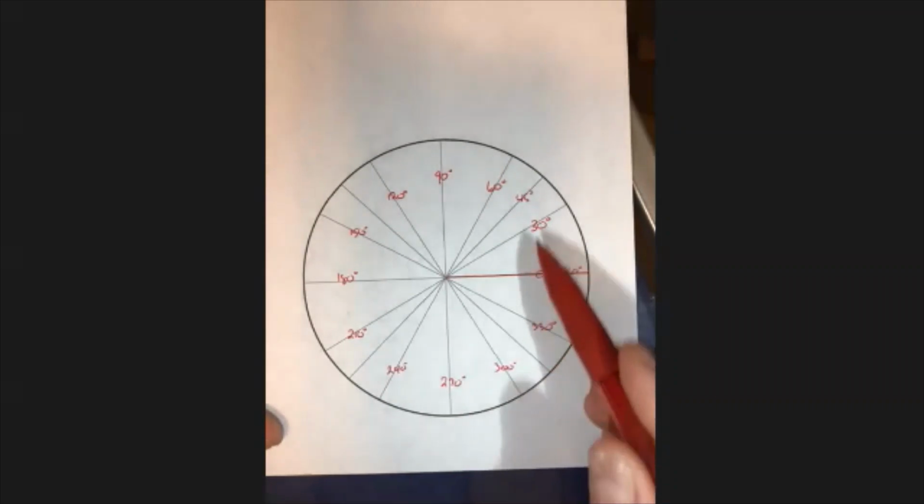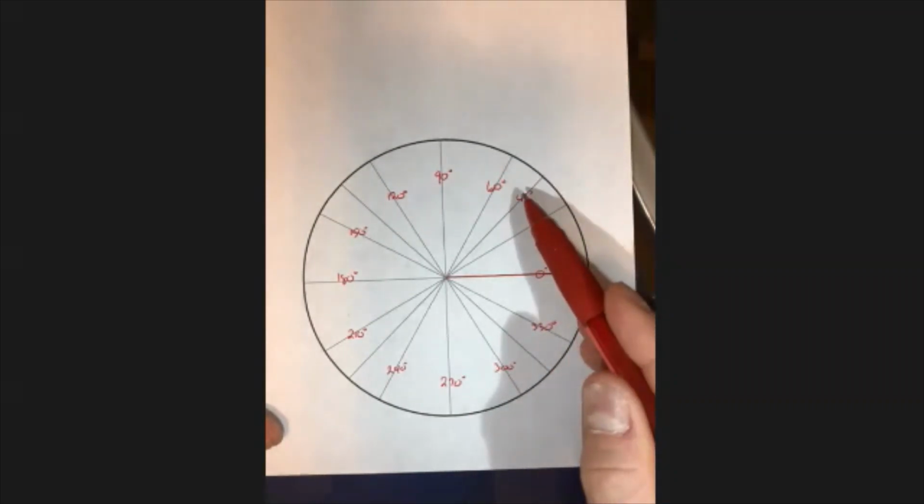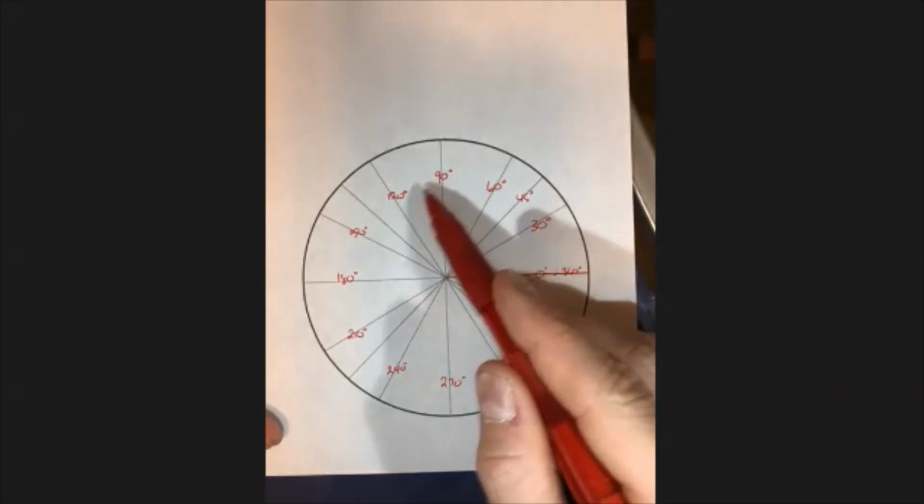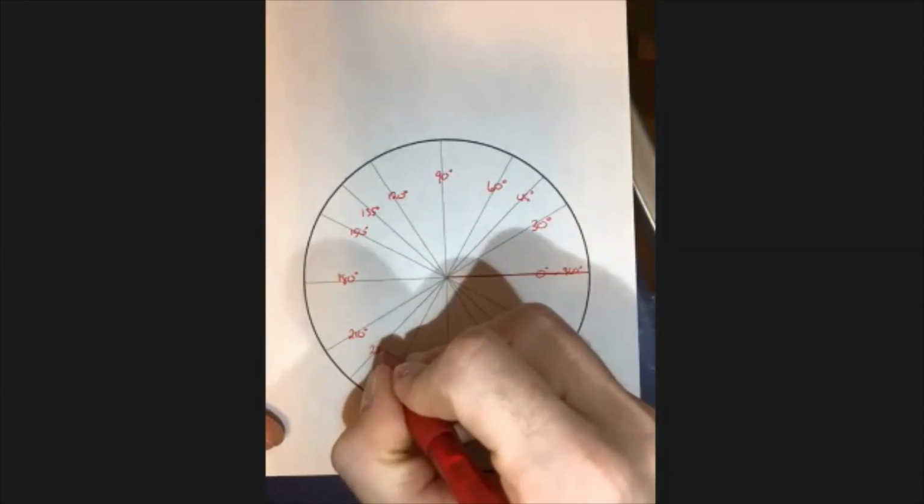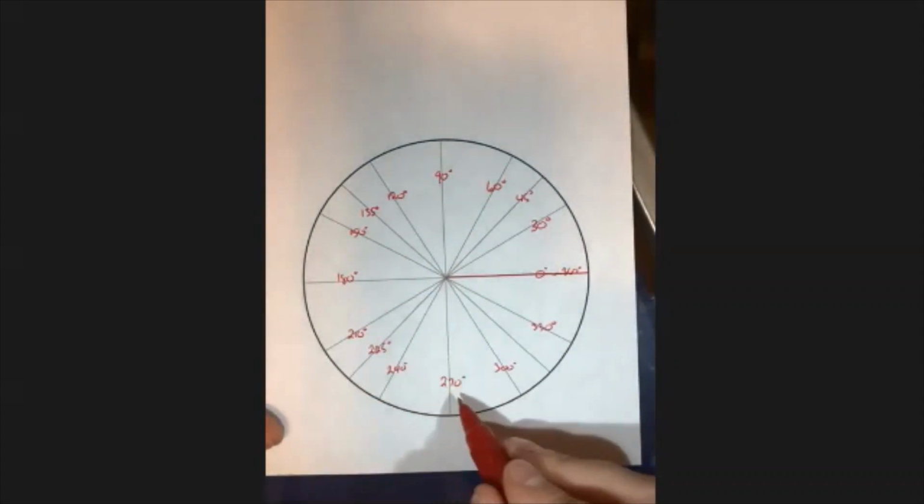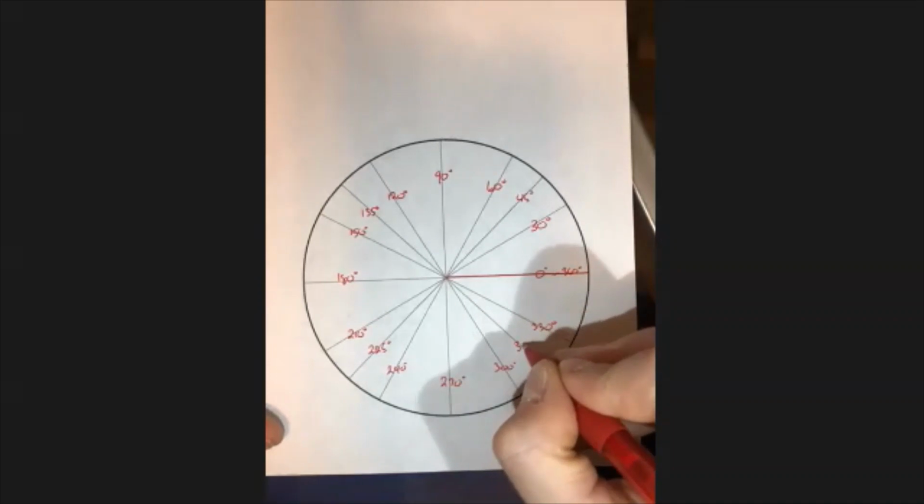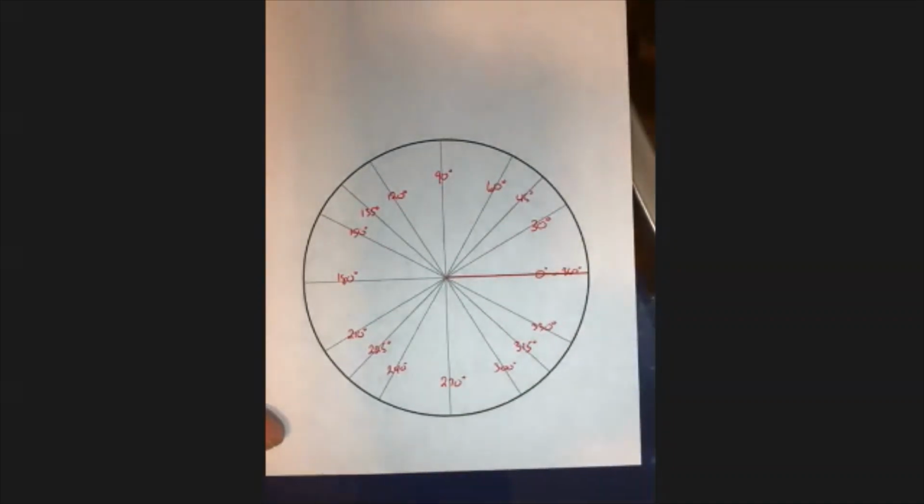Now we also notice that we have this 45. So 45 once, 45 twice, 45 3 times makes 135. 4 times, 5 times would be 225. 6 and 7 would be 315.